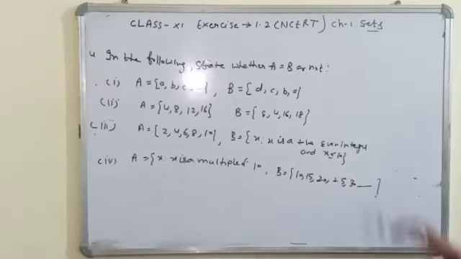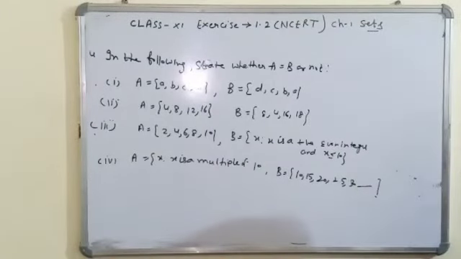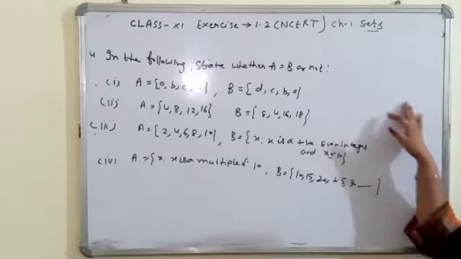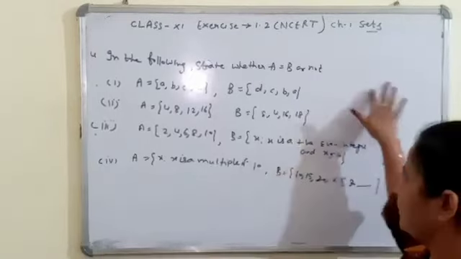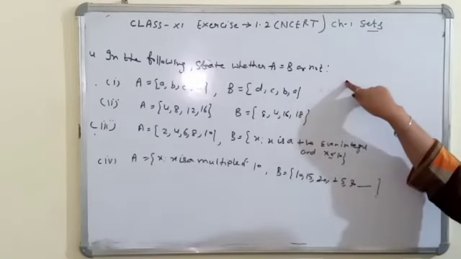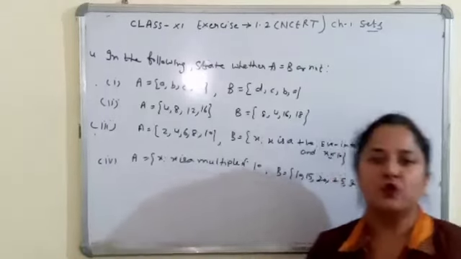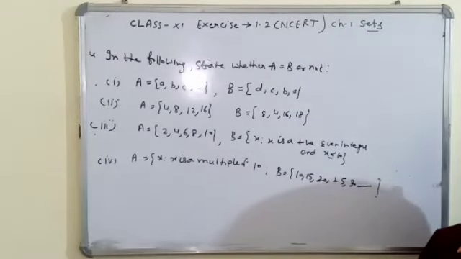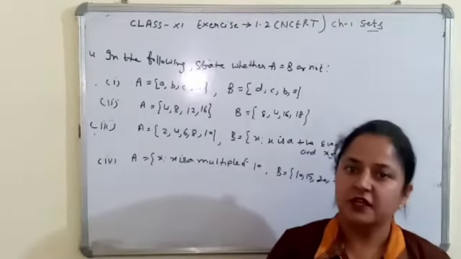Now question 4, exercise 1.2. In the following sets, whether set A is equal to set B or not. Here we have to tell whether these sets are equal to each other or not. So before starting the question, let's recall the definition of equal sets. Two sets A and B are said to be equal if every element of set A is also an element of set B and every element of set B is also an element of set A.